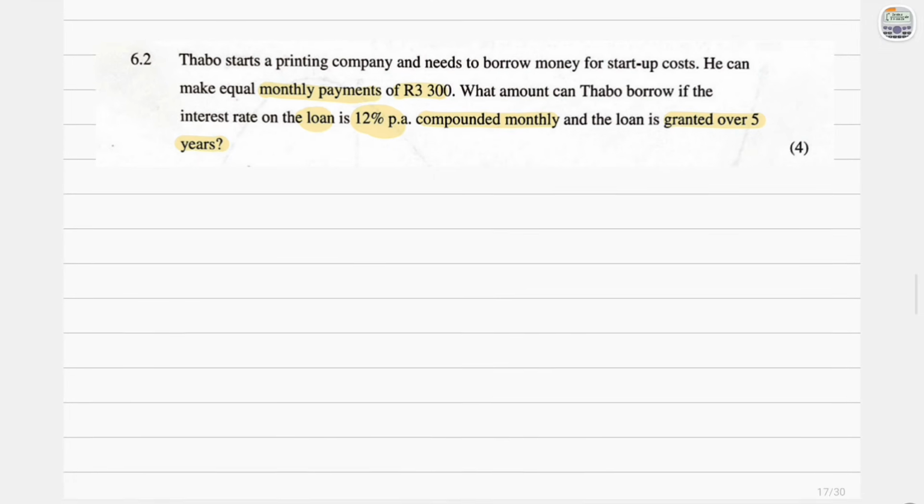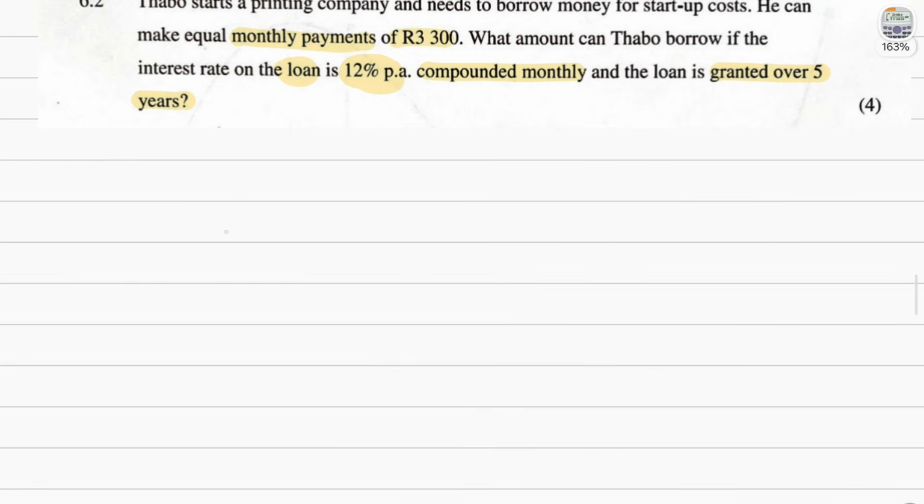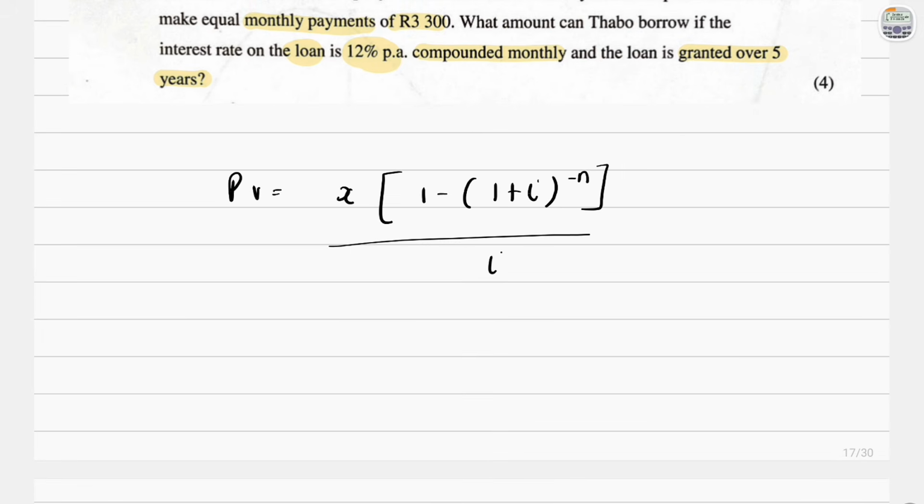Okay, you see in this question, they're moving backwards. You know how in a loan, you get money at first, you borrow the money, and then you pay it back over time. In this question, they have not told us the amount he's going to borrow. They want us to find out how much he needs to borrow. So you'll be able to see this by looking at your present value formula. So present value is equal to X times (1 minus (1 plus i) raised to the power of negative n) over i. And looking at what these values specifically mean, the present value, that is the loan amount.